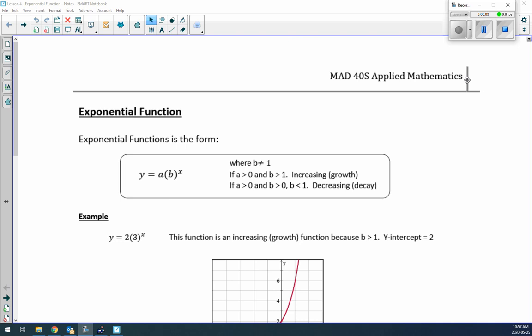Grade 12 applied. Lesson 4, exponential functions. So here's the basic form of an exponential function, y equals a times b to the power x. If you look, the exponent's way up here, the x value is up here. And there's a couple things you can tell about this.